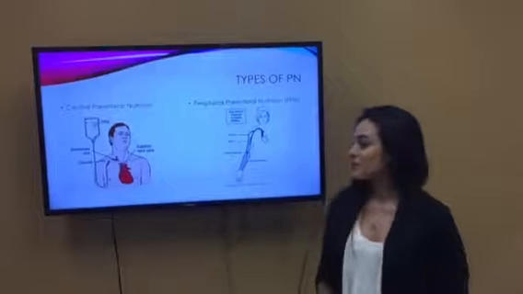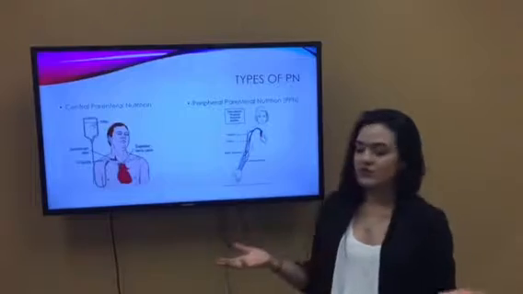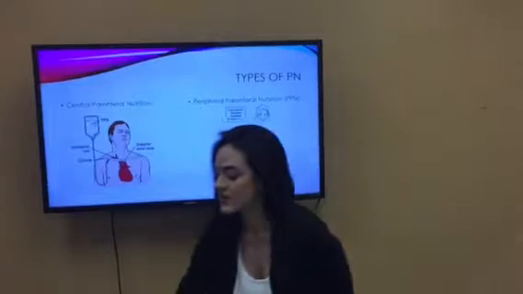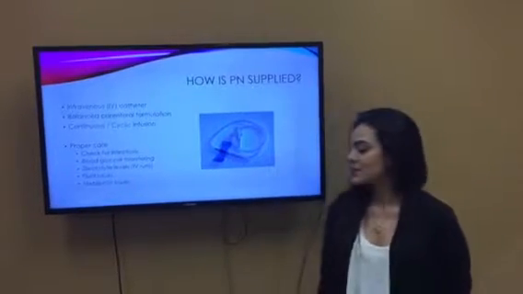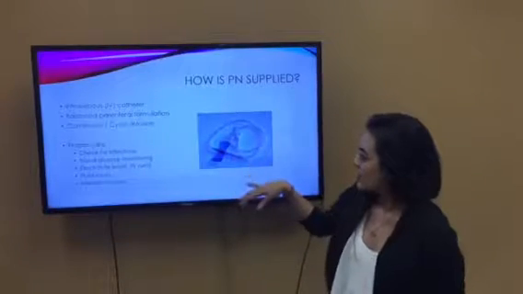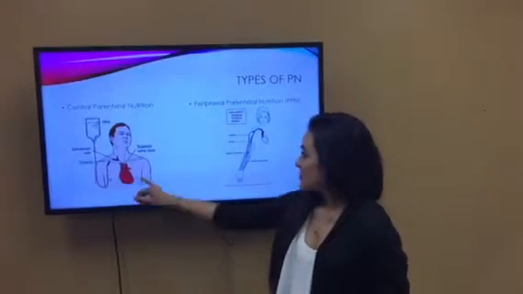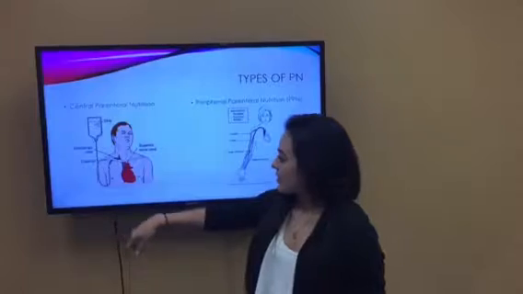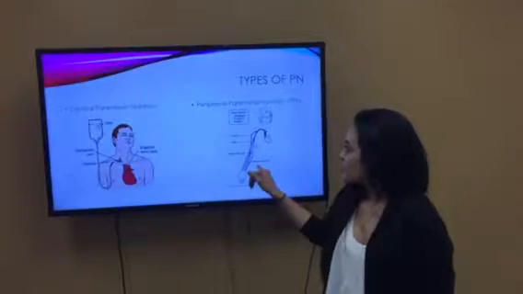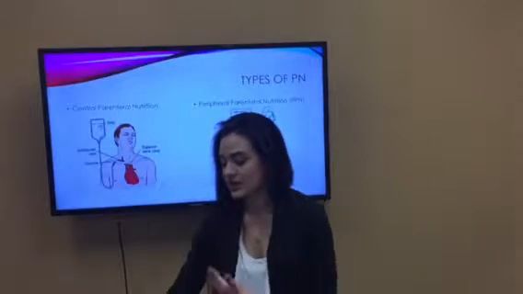So there are two different types of PN: central parenteral nutrition and peripheral parenteral nutrition. The difference between these types is the type of administration and where they're administered on the patient. PN is supplied through an intravenous catheter, just like the one shown here. For central parenteral nutrition, the IV catheter is in the superior vena cava, and for peripheral parenteral nutrition, it's located somewhere in the peripheral veins, like along the extremity of the arm.